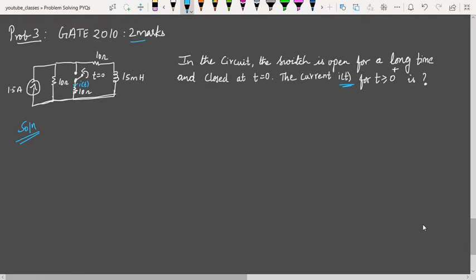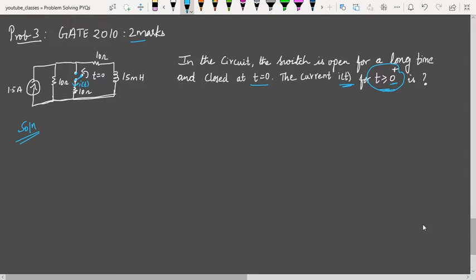In the circuit, the switch is open for a long time and closed at t equal to 0. It was closed only at t equal to 0. The current I of t, that is the current in this branch, after closing, at t greater than 0 plus, is what? This is the question. They've asked particularly at 0 plus. It's actually a hint for this problem.